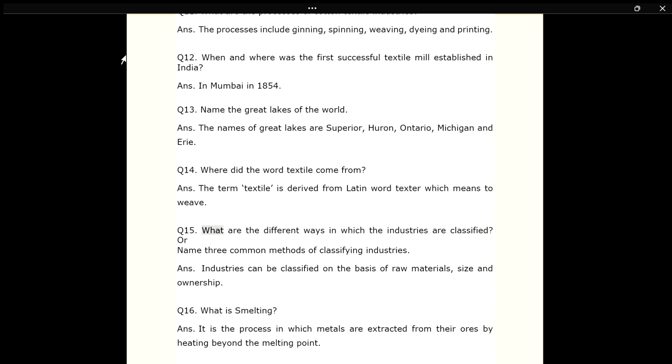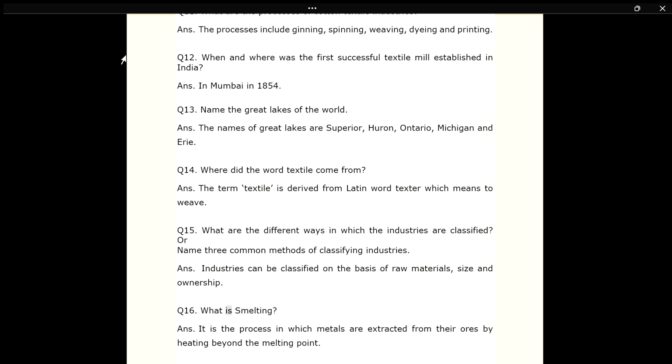Q15. What are the different ways in which industries are classified? Or name 3 common methods of classifying industries. Ans. Industries can be classified on the basis of raw materials, size and ownership.